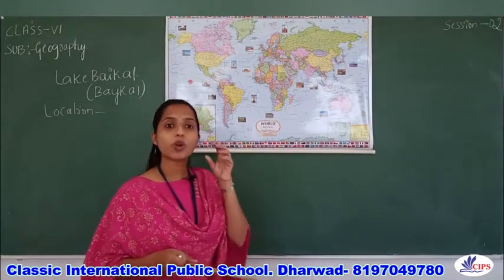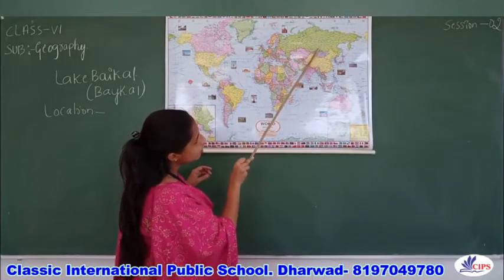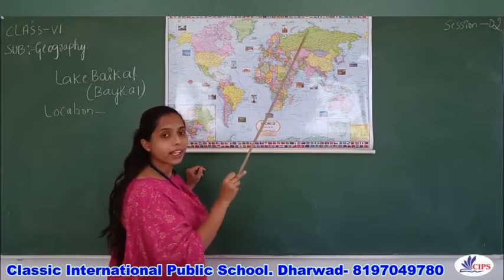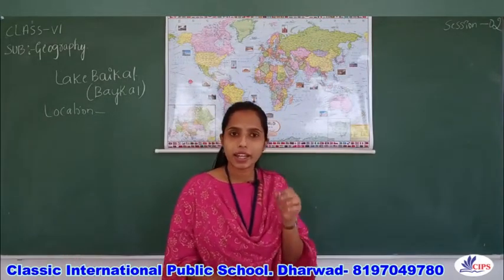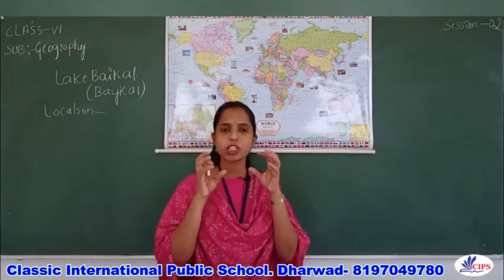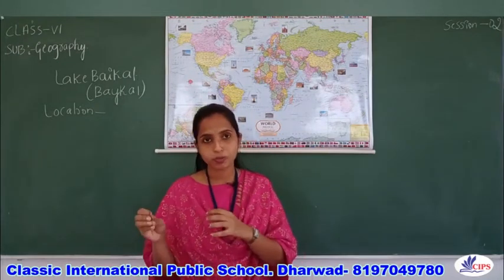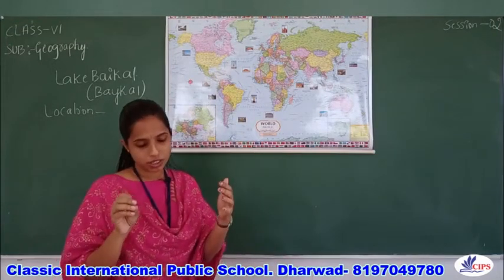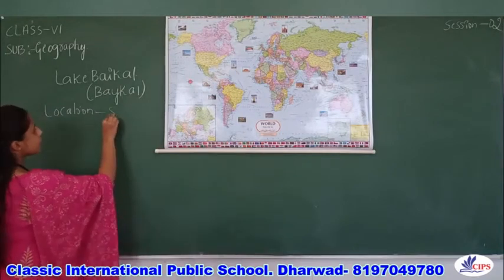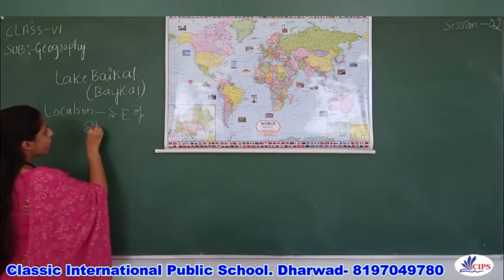Now, let's see the specific location. This is Lake Baikal, in blue color. So this Lake Baikal is situated in Russia. We know that. And coming to the specific location, the Lake Baikal is situated on the south, in the southeast part of the Siberian region. It is located in southeastern part of Siberia.